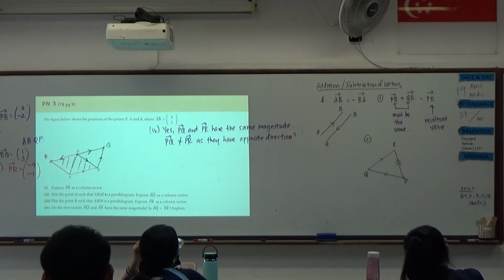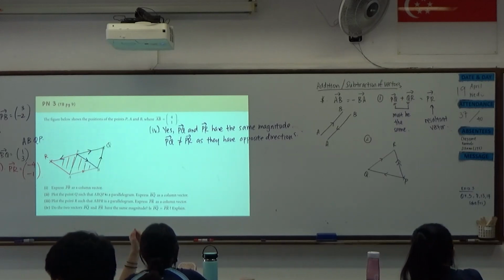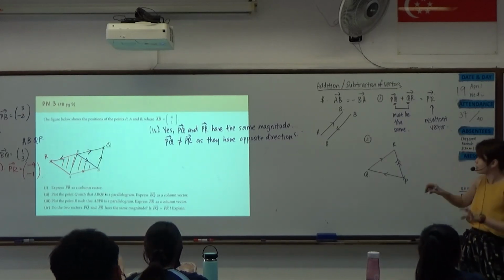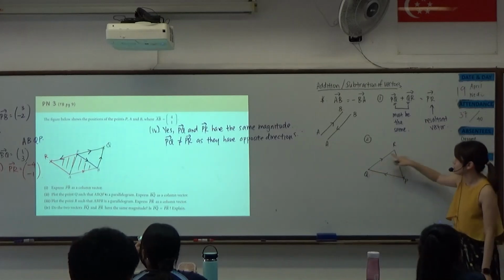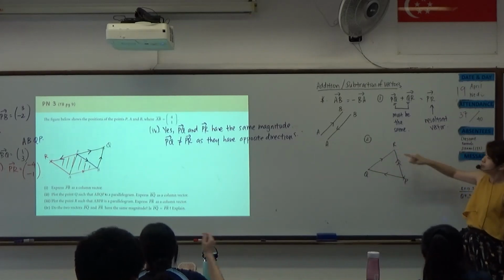I usually always do triangles. I don't rely on the parallelogram form, because we can always shift things around. So diagram wise, P to Q to R and then P to R.